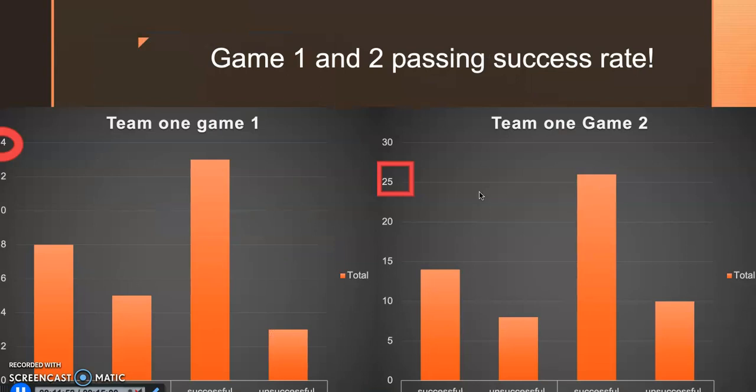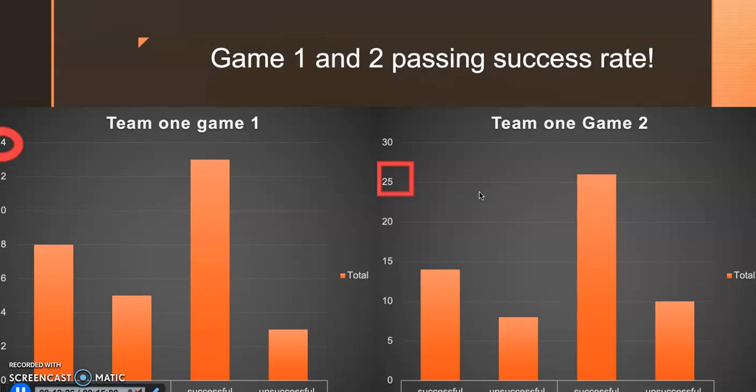So, game one. In team one, game one, what we saw was 13 passes was in most pass, which was an underarm. So on the right hand side of both graphs, you've got underarm, and on the left side, you've got overarm. The left hand side of the grids is successful, and the right hand side is unsuccessful. So what you can see here is you've got 14 overarm passes that were successful to the 7 that were unsuccessful.